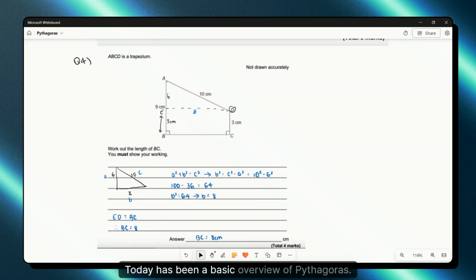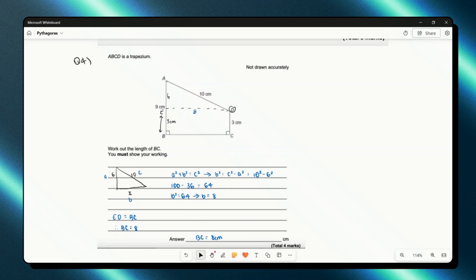Today has been a basic overview of Pythagoras. In future lessons, we'll be diving into more complex problems, including ones where we apply this to real-life scenarios. So make sure you guys stay tuned.